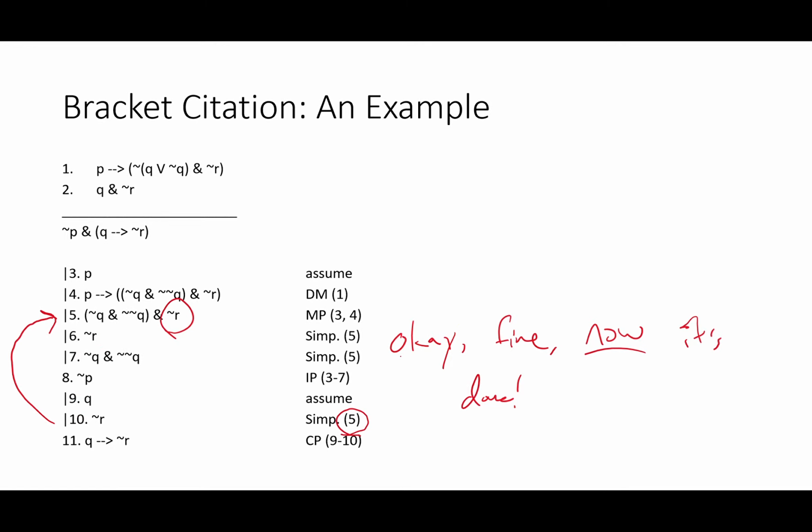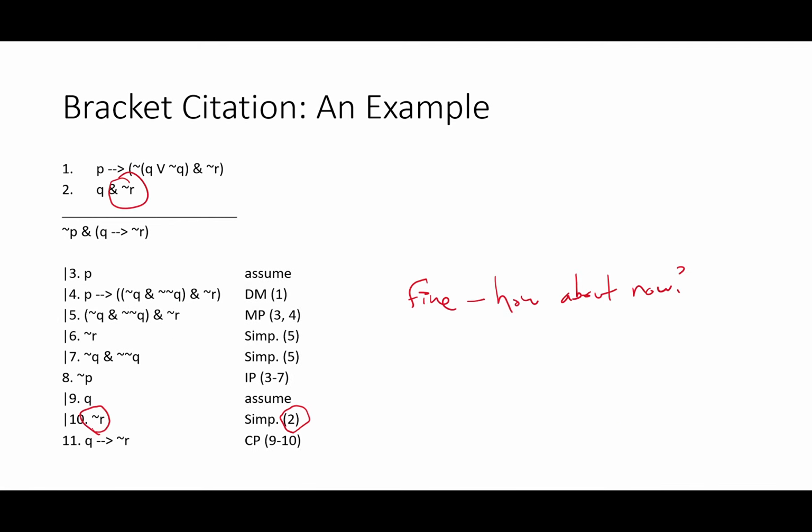Okay, fine. Now we're done. Simplification, line 5, not R. Conditional proof, if Q then not R, 9 through 10. Well, that's closer, but still no. We've still cited from inside one bracket to a previous bracket that's already closed. We just can't go back to line 5. All line 5 has done is help us prove line 8.